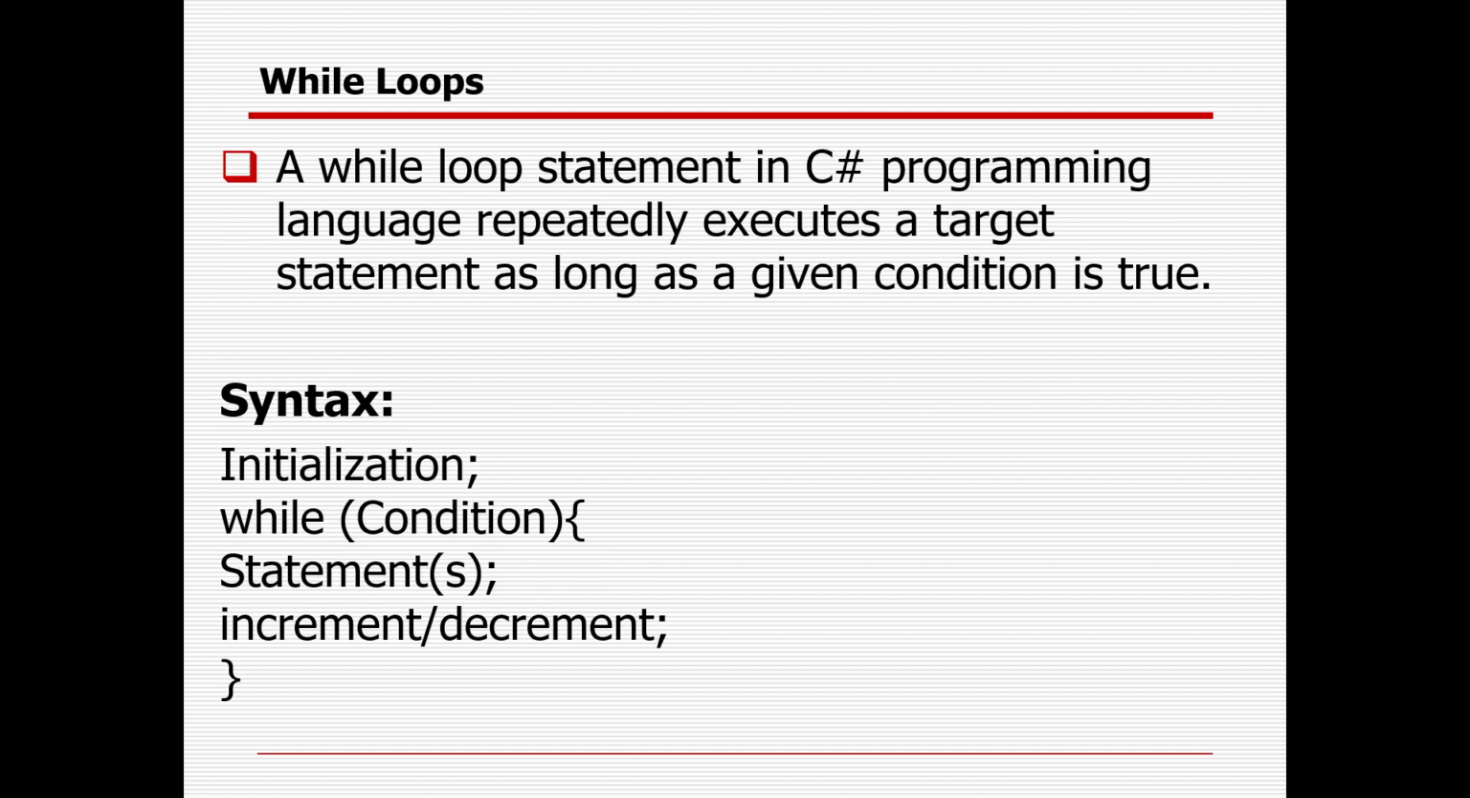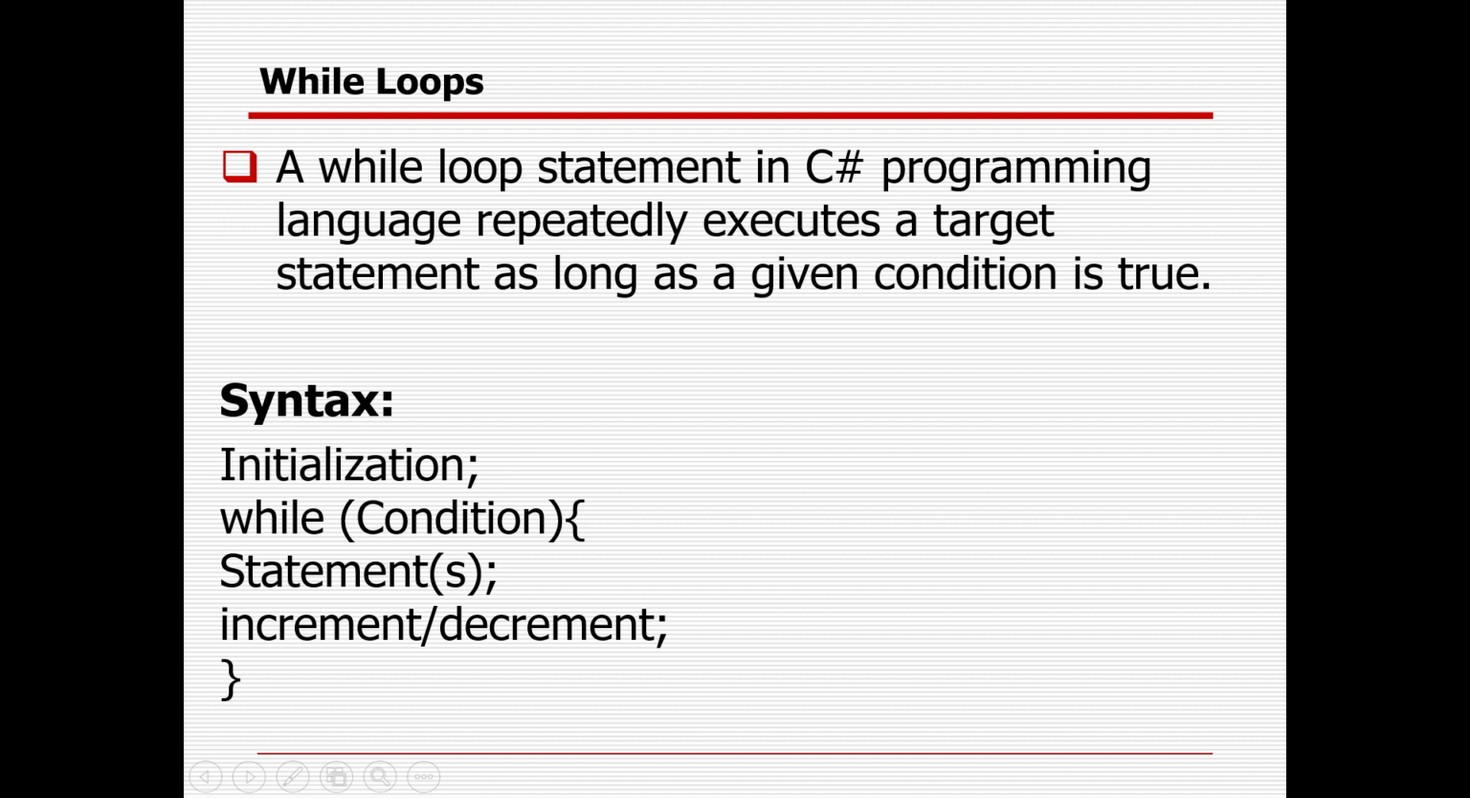The next one is the while loop. In case your number of iterations is dynamic, it can vary, you are not sure about the number of iterations, you can go with the while or do while loop. A while loop statement in C programming language repeatedly executes a target statement as long as the given condition is true. So it will first check the condition, then your statement will be executed, then it will increment or decrement, and after that again control will go to the condition, it will validate and again increment or decrement. So that is the syntax. Initialization, then your condition will be checked, then your block of code will be executed, then your increment or decrement will happen.